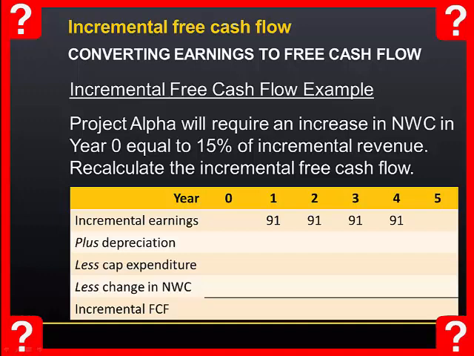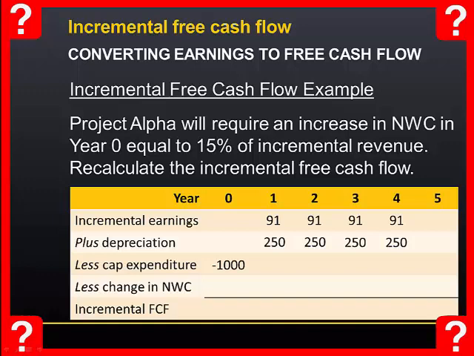This will generally be a positive amount, which ties up cash for the life of the project. This means that by injecting cash into working capital, we have a cash outflow at the beginning of the project and a cash inflow at the end of the project when that working capital is recovered. So starting with incremental earnings of $91 per year for 4 years, we add back depreciation because we subtracted it earlier when we were calculating earnings, but we have to add it back because it's not a cash flow. The capital expenditure was $1,000 in year 0, so that's a cash outflow at that point in time.